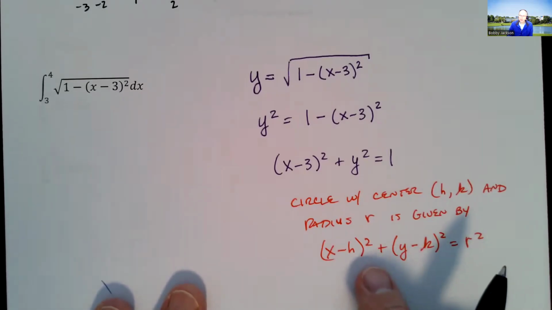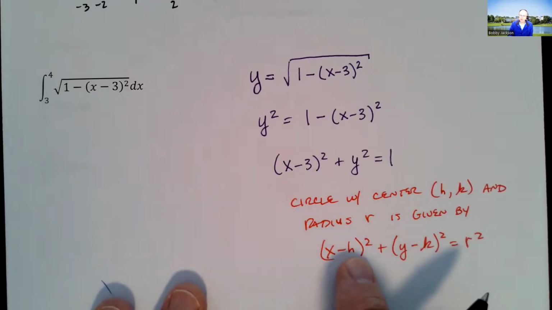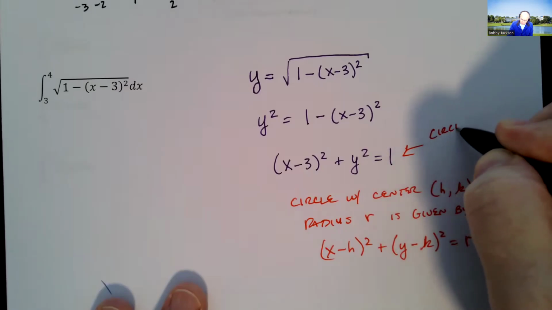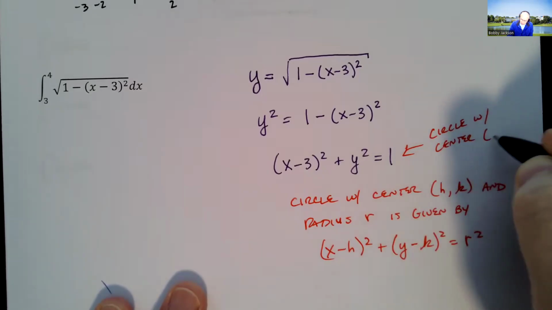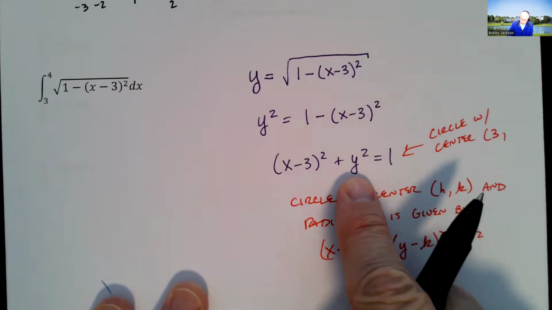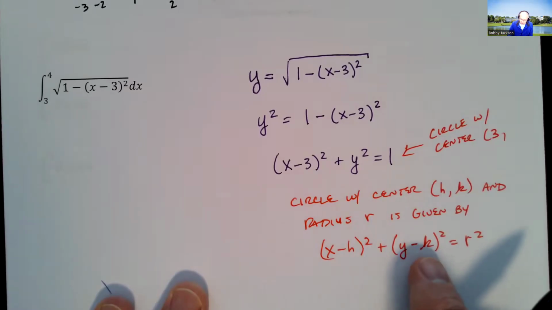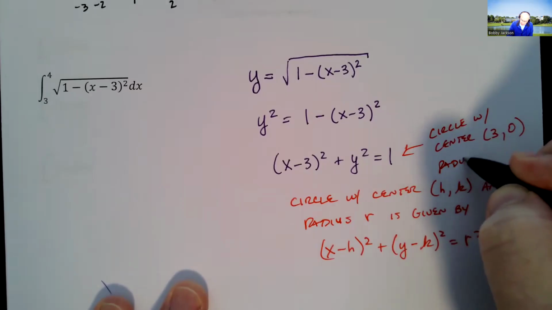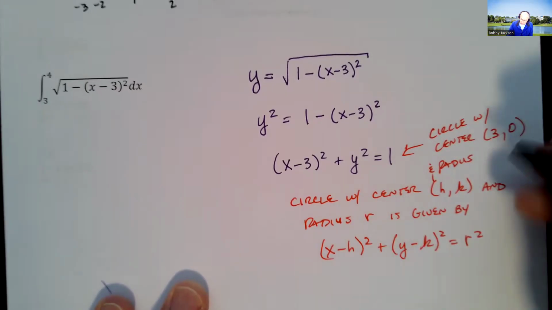In this case, then, what is the center of our circle? The value of h is 3. So this is a circle with center h is 3. What's the value of k here? Well, it's y by itself. What's k? Well, k must be 0, right? y minus 0 is y, and so k is 0. So there's the center. And what's the radius? The radius r squared is 1, so r is 1.